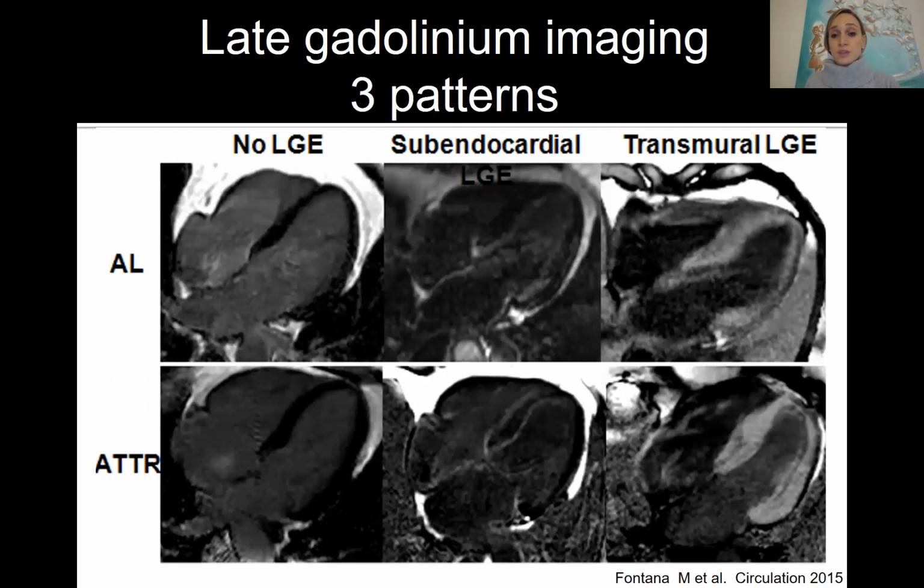What we've done over the years is refine the technique. Now, with a reconstruction called phase-sensitive inversion recovery, PSIR, we've made the technique much more robust. And now we know that we can identify three patterns of late gadolinium enhancement. No late gadolinium enhancement, so the myocardium is black. Subendocardial late gadolinium enhancement, where there is a line of enhancement here. And then the whole myocardium is white, and we call this pattern transmural late gadolinium enhancement. Why is it important to classify the patients into three different groups? Because the more white the myocardium is, the higher the amyloid burden.